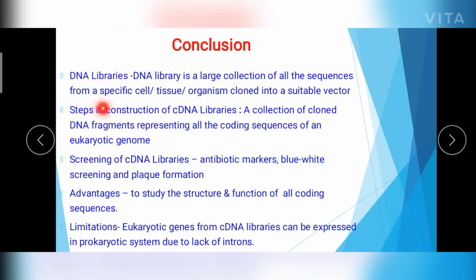So at the end, let's rewind what we have covered in the previous slides. We have learned that the cDNA library is a collection of cloned DNA fragments which represents all the coding sequences of a eukaryotic genome, and how you screen the cDNA libraries by using selectable markers, blue-white screening and plaque formation. You have also learned the advantages of this cDNA library, how it is used to know the structure and function of the coding sequences, and in the limitations you have learned that these cDNA libraries don't represent the entire genome. They can be easily expressed in a prokaryotic system due to the lack of introns. So these are the main points.